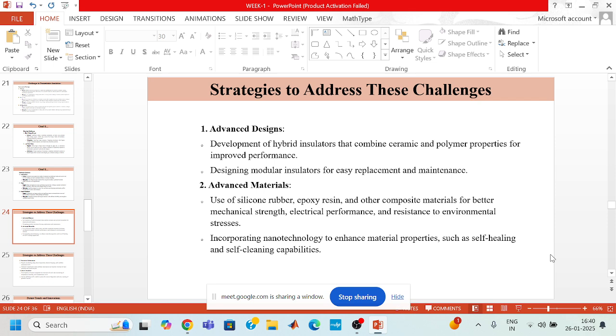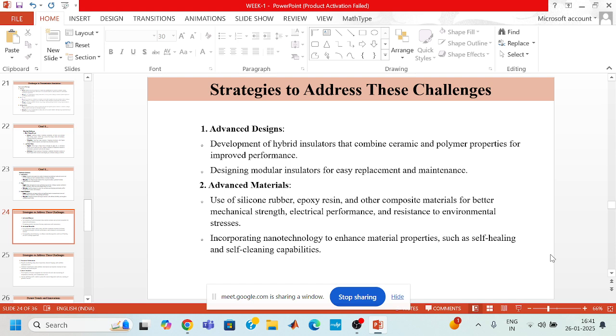So there are some strategies to address these challenges. First of all, we use advanced design, like development of hybrid insulators, as I told earlier, polymer with glass or polymer with ceramic properties, which improves the performance, and designing modular insulators for easy replacement and maintenance. And we can use advanced materials like silicone rubber, epoxy resin, and other composite materials for better mechanical strength, electrical performance, and resistance to environmental stress.